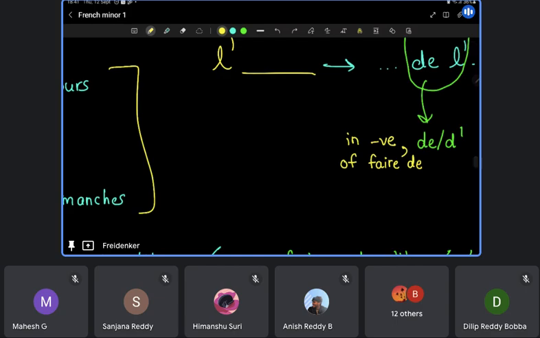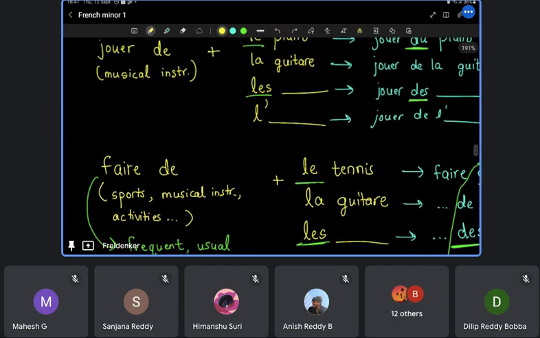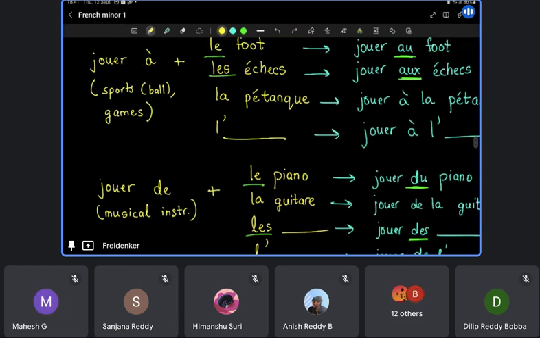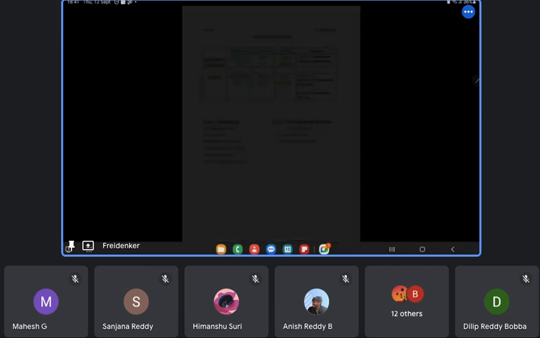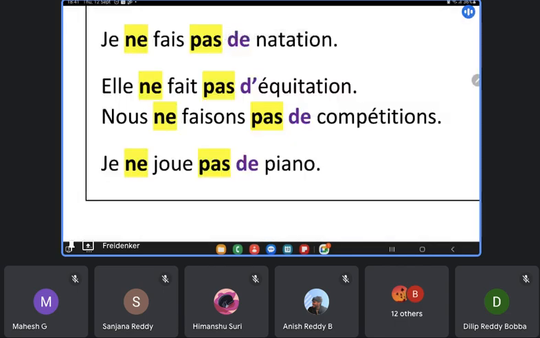This rule does not apply to jouer de or jouer à. So, for example, we can see here, je ne fais pas de natation. If it were positive, you would have had de la, but the la is gone now, it's nowhere to be seen, because it is a negative sentence in faire. It is a rule.